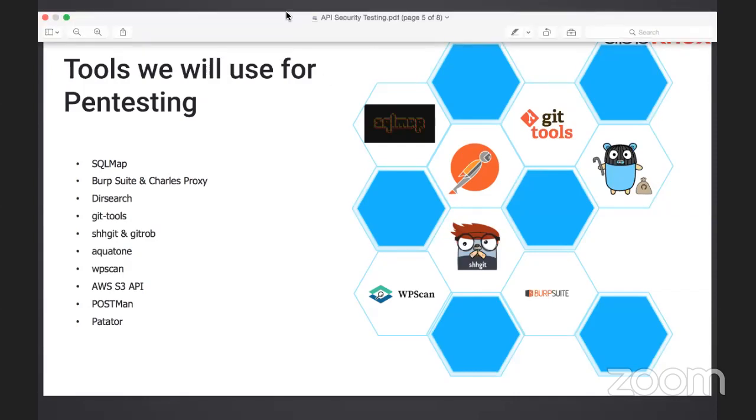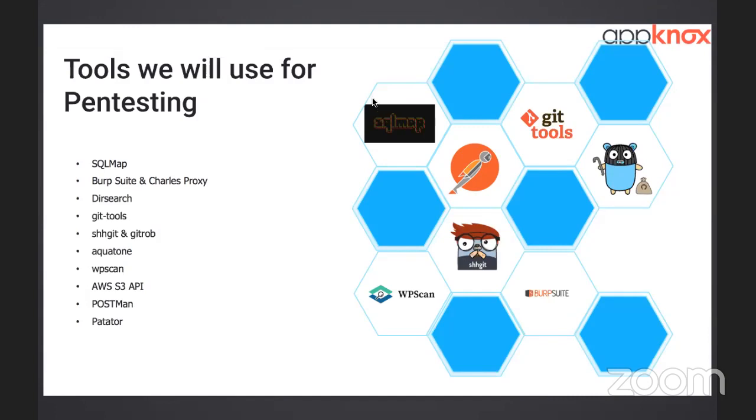Followed by Postman, so we're going to talk about how we can import requests and responses from Burp and or Charles to Postman and create a collection of all the APIs which you have tested. So these would be the API level issues which I'll be talking on the first part.